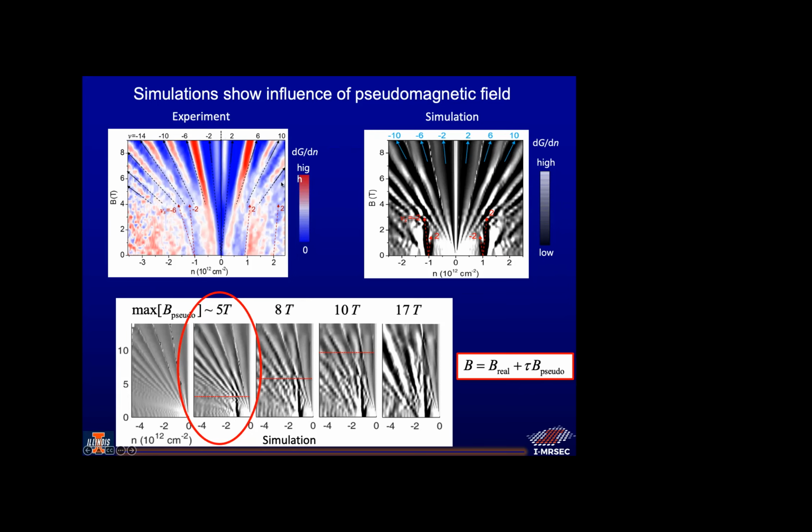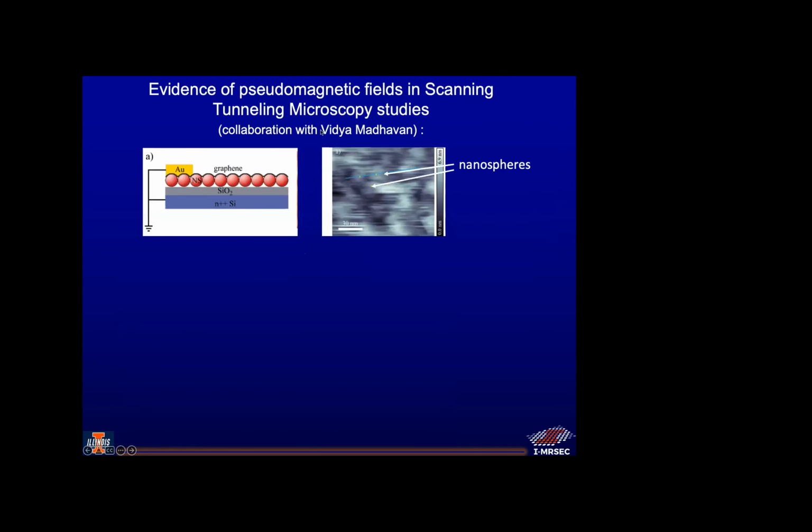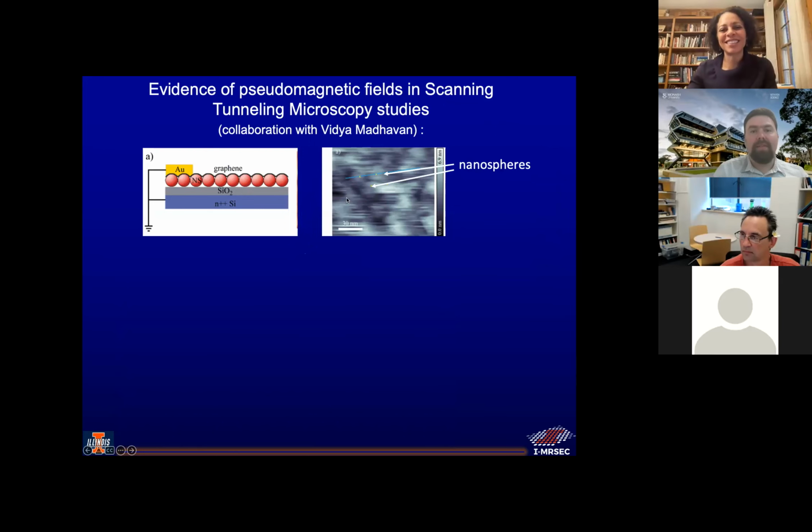We also wanted to see locally what the pseudofields were. So we worked with our collaborator Vidya Madhavan, who does scanning tunneling microscopy. This was a very hard experiment because STM people don't like working on devices that have polymers and nanoparticles and all sorts of processing, but through some great feats, they managed to actually do STM. This is kind of messy because our samples were so dirty relative to what they're used to working with, but you can kind of see the nanospheres here. This is an STM topography image, and you can see a nanosphere here, a nanosphere here, a nanosphere there.